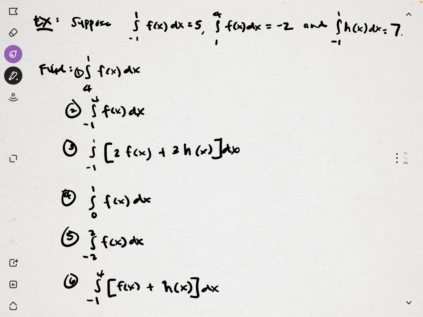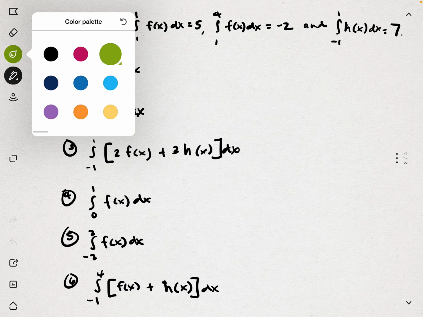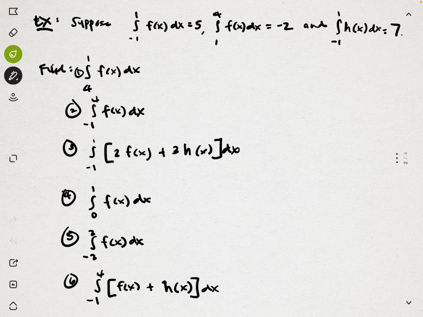Alright, so let's see how this applies. For this example, it's saying suppose that we have these three different integrals. From -1 to 1 of f of x dx equals 5, from 1 to 4 of f of x dx equals -2, and from -1 to 1 of h of x dx equals 7. Notice that the first two are f's, the last one is h. And yeah, let's talk this over.